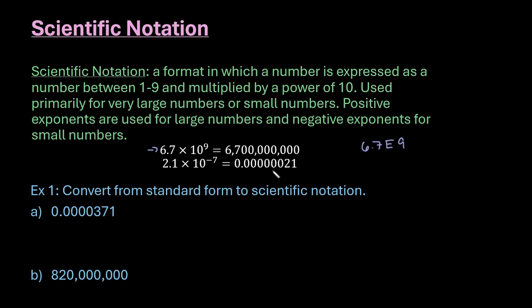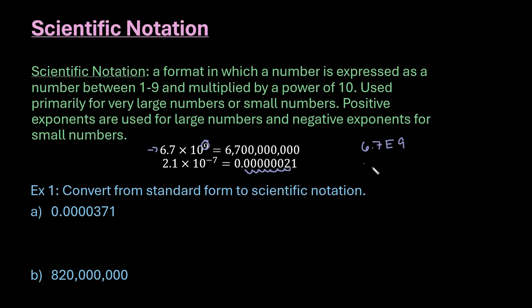Same thing for very small numbers. Instead of writing it out, with all of the zeros in front of the 2, we can rewrite it as 2.1 times 10 to the negative 7. And with this, basically, we're counting backwards. So I have 1, 2, 3, 4, 5, 6, 7 decimal places that I had moved the decimal to the left. So anytime that you have a positive exponent, it's a very large number. Anytime it's a negative exponent, it is a small number.